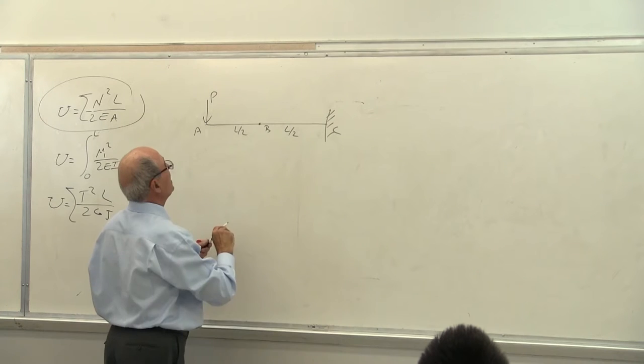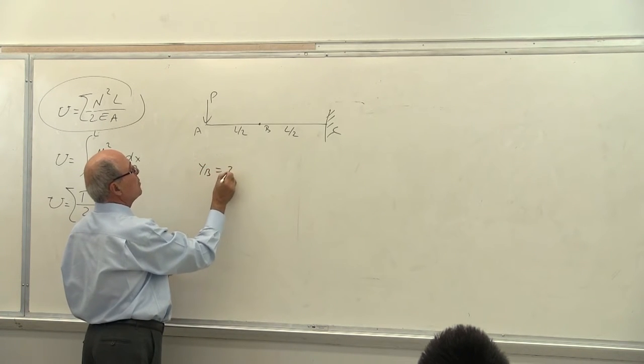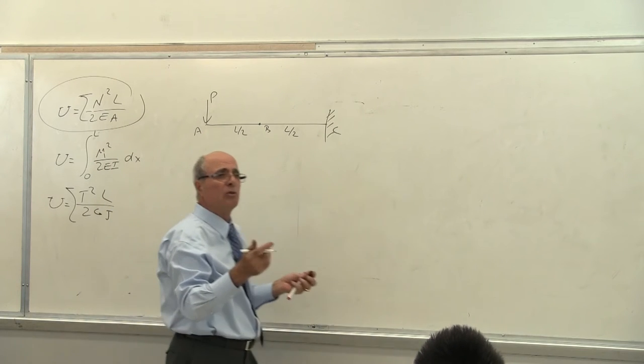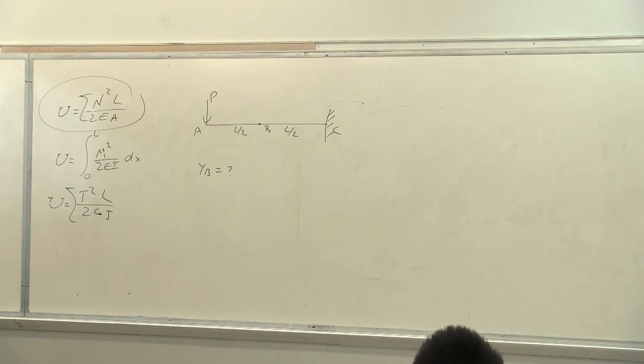However, like this problem, this is one load. If I ask you what is YB, YB is not under A. So I cannot use the work and energy method. Yes or no? Because in the work and energy method, the displacement was under the load. You wrote it down last week at the beginning of the week. The work and energy method idea was that when you use it, you get the displacement under the load in the direction of the load. Correct?